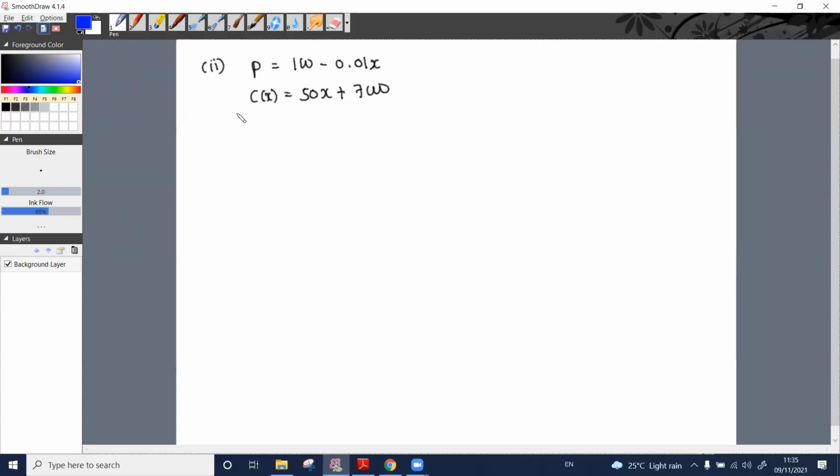Right. Part A. At profit maximization, what is the condition that needs to be met? At profit maximization, our marginal revenue should be equal to marginal cost.